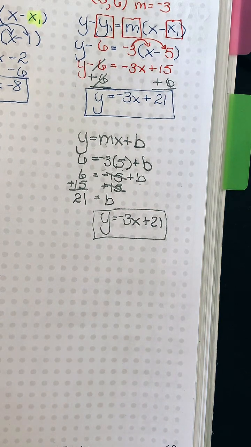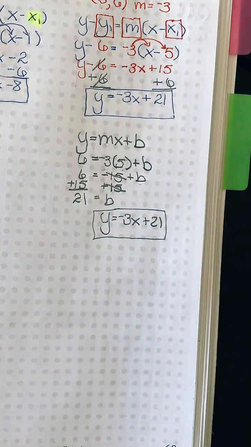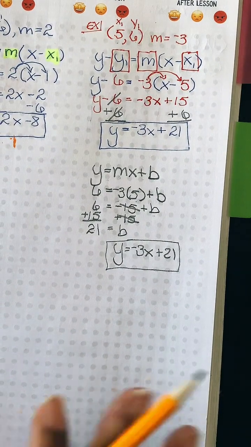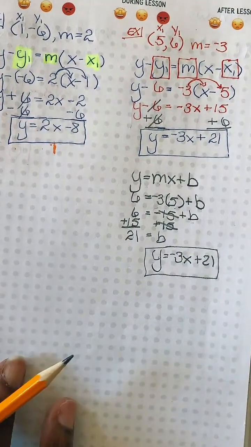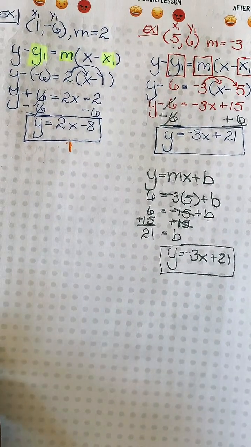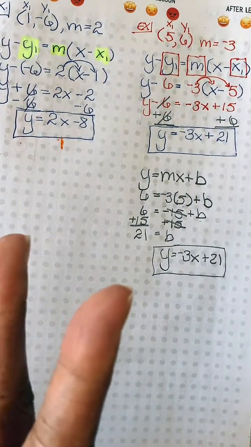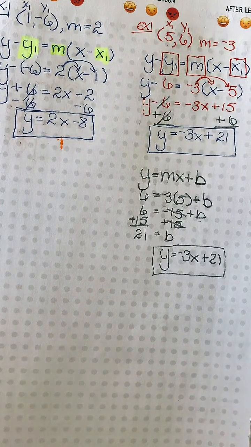So if anything, this is what we're going to do. Boom. We'll do that. And boom. There we go. All right. That's easy as pie. So if they give you a point and they give you the slope, there you go.